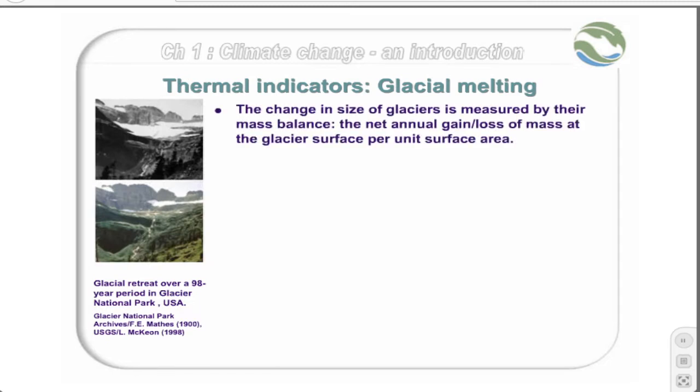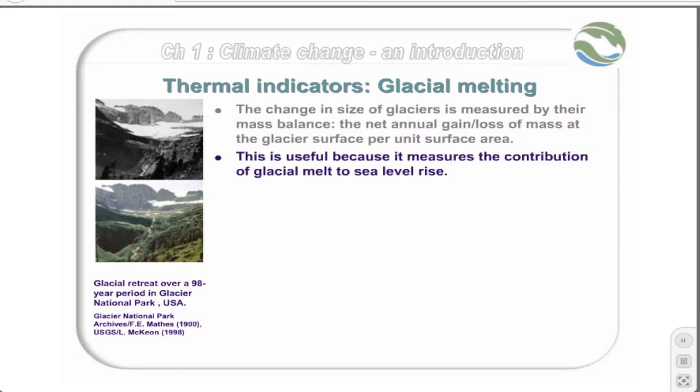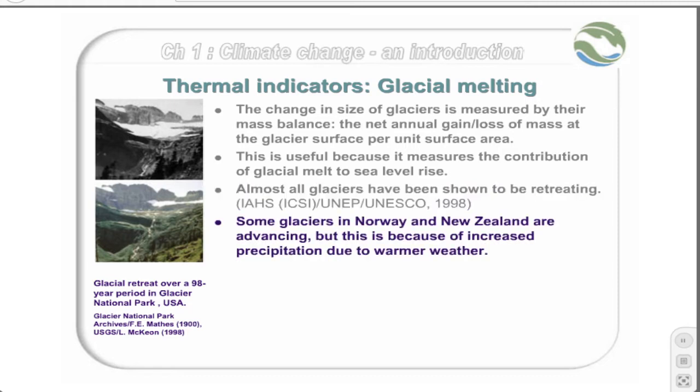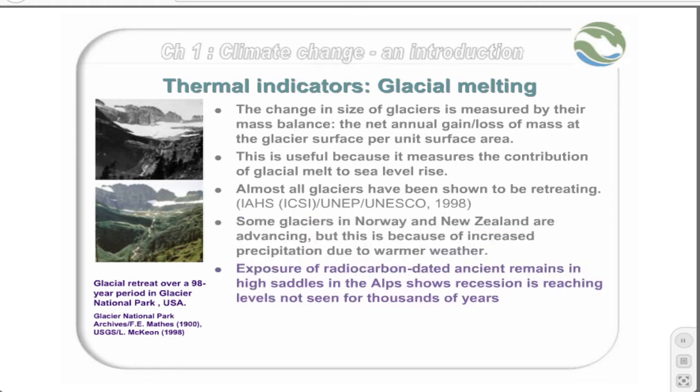The change in size of glaciers is measured by their mass balance, that is, the net annual gain or loss of mass at the glacier surface per unit surface area. This is a useful measure, because as well as monitoring glacier size, it measures the contribution of glacial melt to sea level rise. The World Glacier Monitoring Service has shown that almost all glaciers worldwide are retreating. A few of them have been observed to be advancing, especially in Norway and New Zealand, but this is because of increased precipitation due to warmer weather.